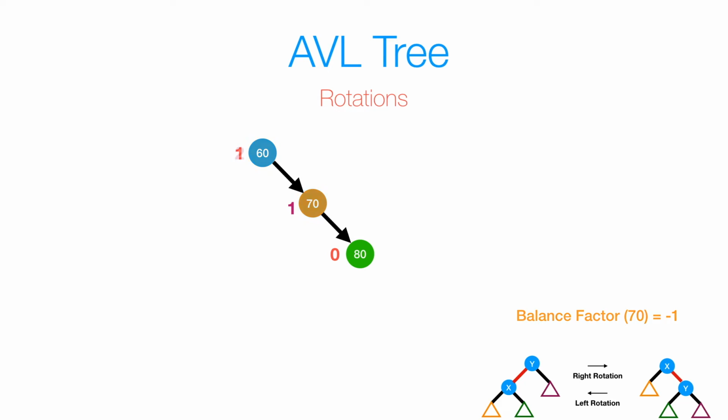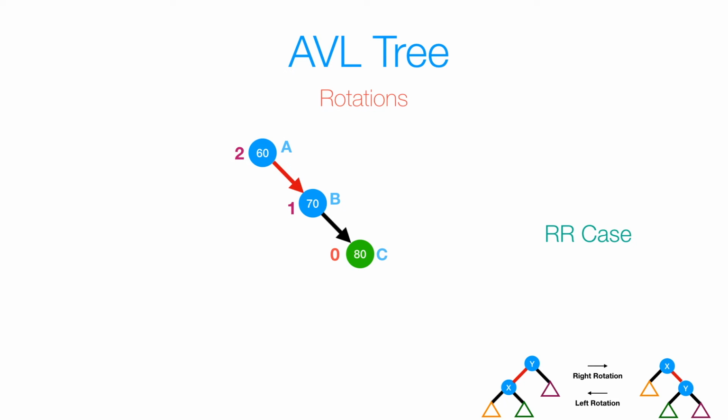And -1 is a valid balance factor. So going up to 60, it now has a height of 2, its left subtree has a height of -1, and its right subtree has a height of 1. And as we know, -1 minus 1 gives us a balance factor of -2. So what we have here is an imbalance. And this brings us to our second case, known as the right case.